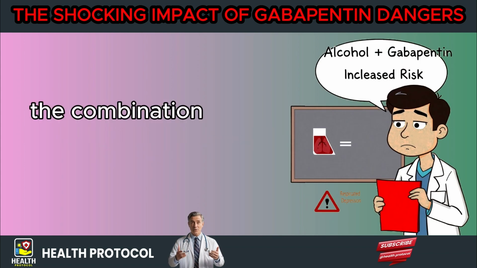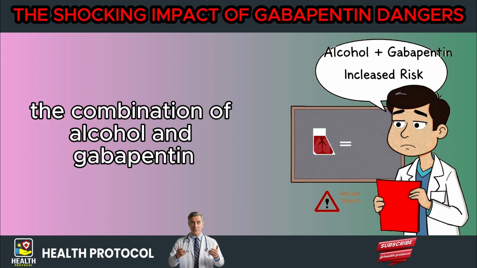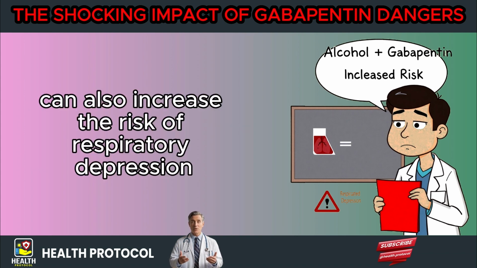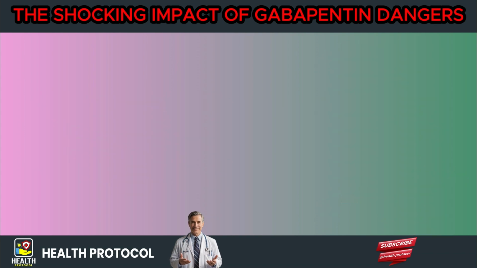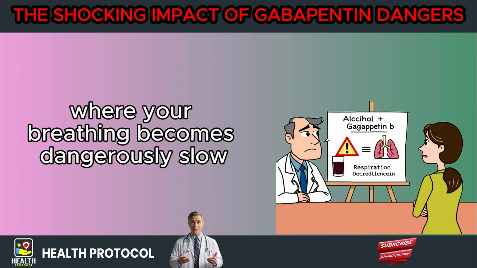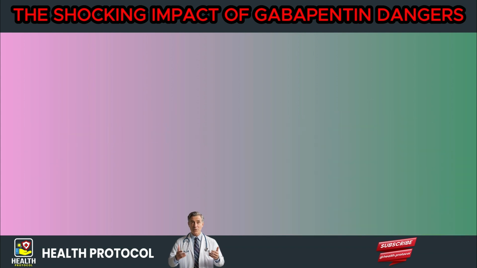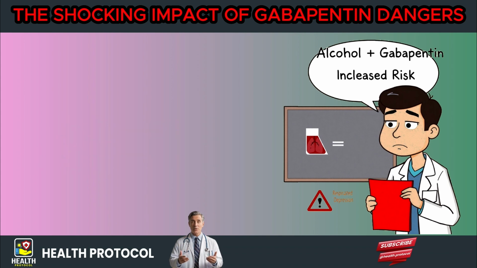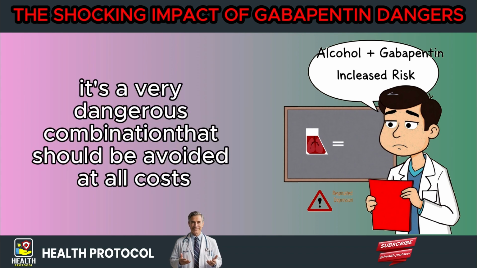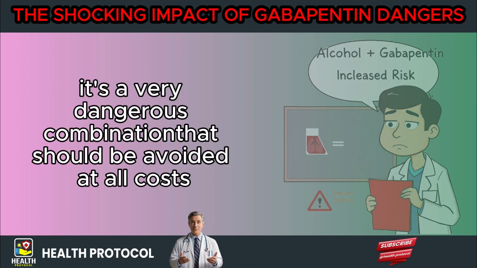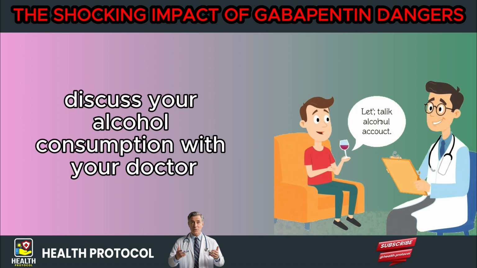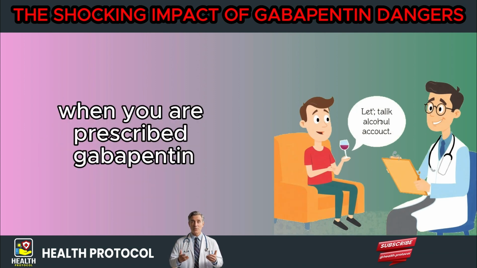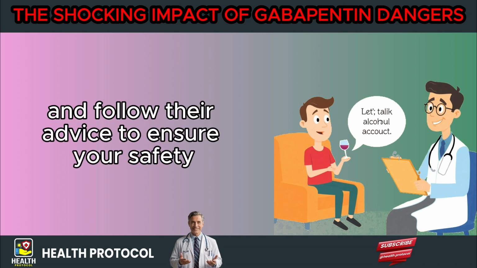More seriously, the combination of alcohol and gabapentin can also increase the risk of respiratory depression, where your breathing becomes dangerously slow or even stops. This can lead to overdose and potentially be fatal. It's a very dangerous combination that should be avoided at all costs. Always discuss your alcohol consumption with your doctor when you are prescribed gabapentin, and follow their advice to ensure your safety.